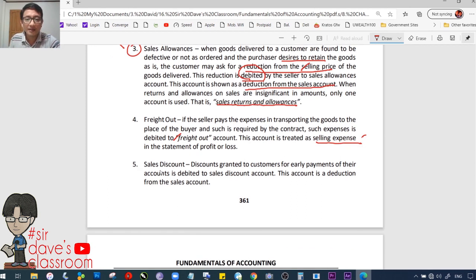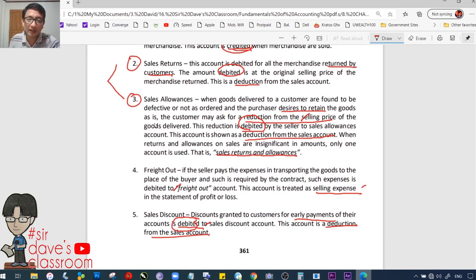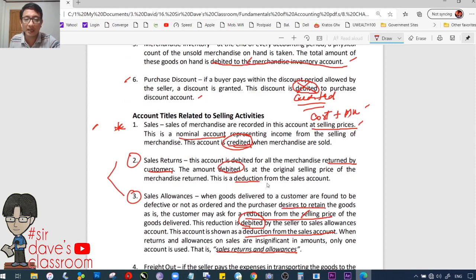Okay? Number 5, sales discount. Discounts granted to the customers for early payments. Yung kinds of discounts, discuss din natin later on. Of their accounts is debited to sales discount. Debited to sales discount. Okay? Normal balance is debit balance. It is also a deduction dun sa ating number 1. So number 2, 3, and number 5 are deductions to the number 1 sales account title.